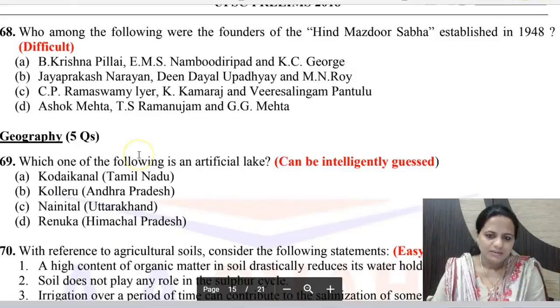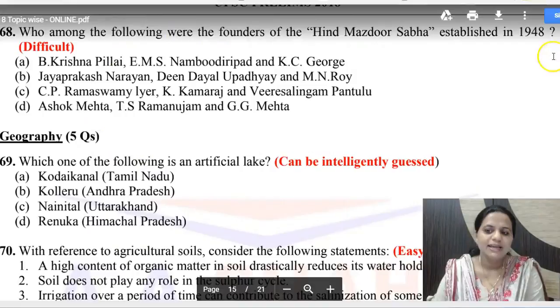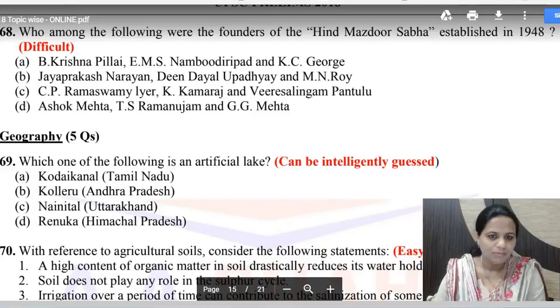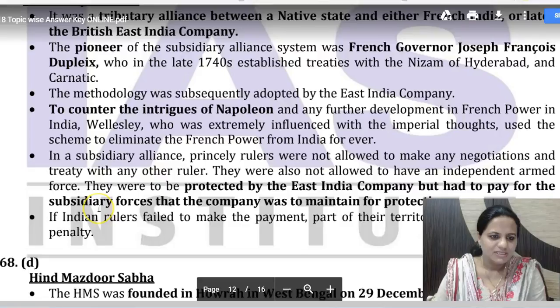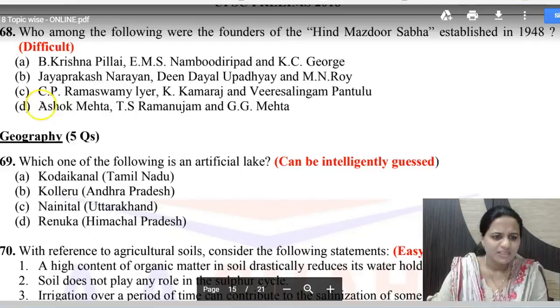Then next is, who among the following were founders of Hind Mazdoor Sabha established in 1948, post-independence? So again, this is a very difficult question. I have no clue about it. The correct answer for 68 is also D. So this is a very factual question.